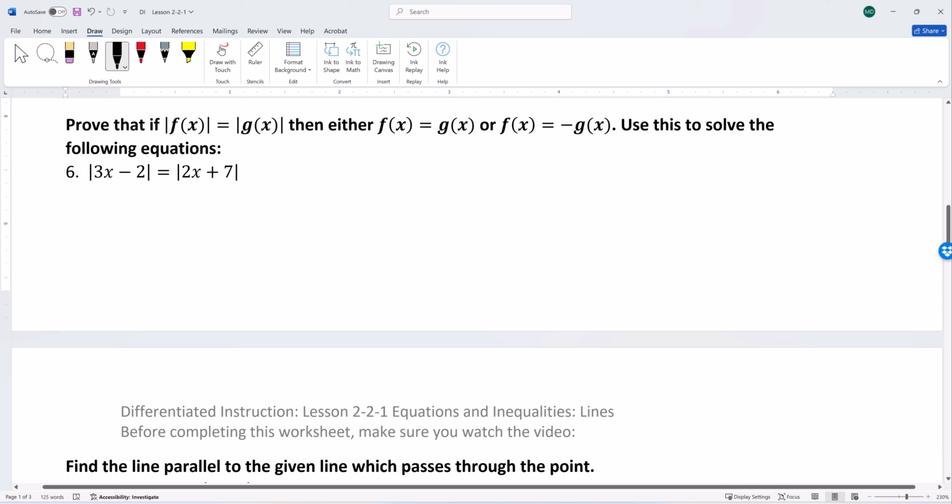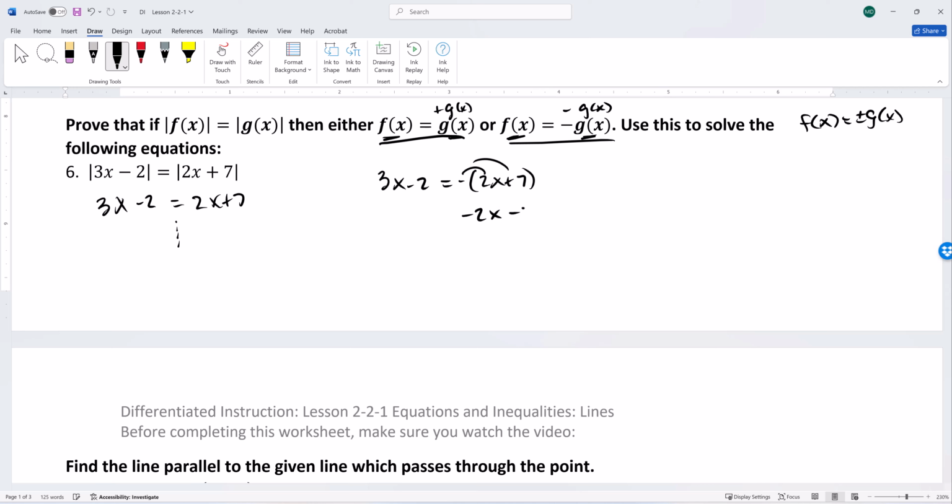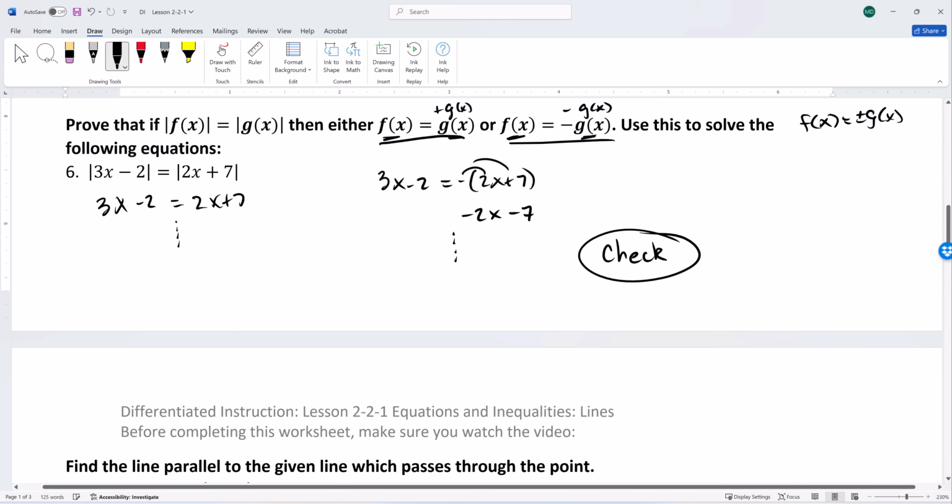For number 6, it says prove that if two absolute value functions equal each other, then this is true or this is true. And so you're going to use that to solve the equation. So that means it's saying that you pretend they don't have the absolute value around them, and then you pretend one has a negative. It's kind of like the same thing with the plus or minus. It's just that you get plus g of x and minus g of x. You can also think of it as f of x equals plus or minus g of x. So the positive equal the positive, you can solve for that. And then you have the positive equaling the negative, distribute the negative, and you can solve for that. Still take your values for x and plug them back in. So make sure that you check your answers.